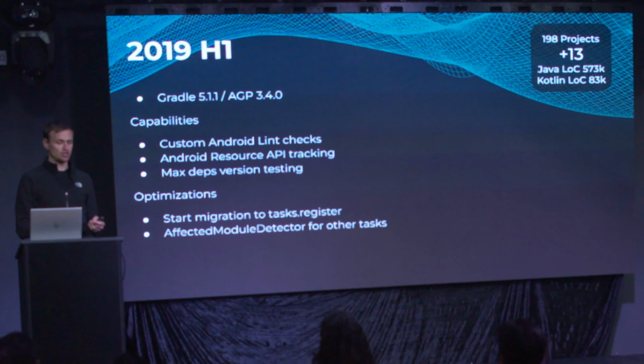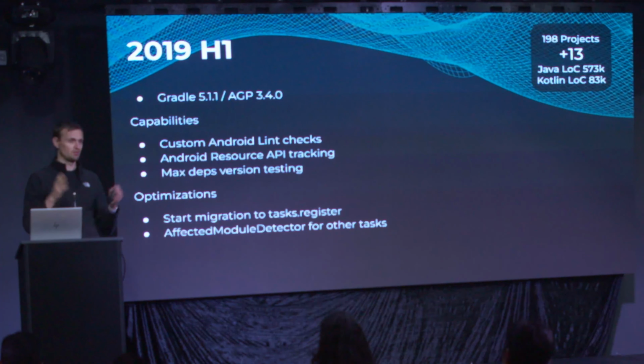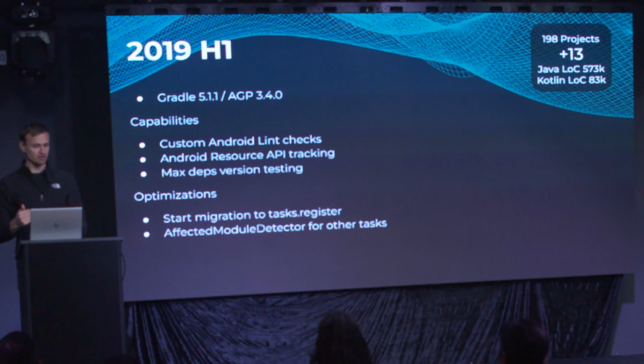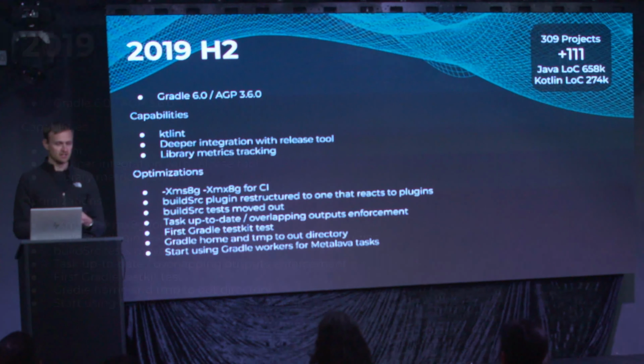For the optimization side, we started doing a migration to lazy tasks. It's the kind of thing that was novel at the time, but for us it was like, oh, you don't actually have to do all this work in configuration phase. So we started moving on and fixing all of it. It also expanded our affected module detector onto a lot more tasks, for example, lint. If your module has not been changed in the files that we touched in the PR, why even bother running lint for those modules? That's another way to cut down on time.